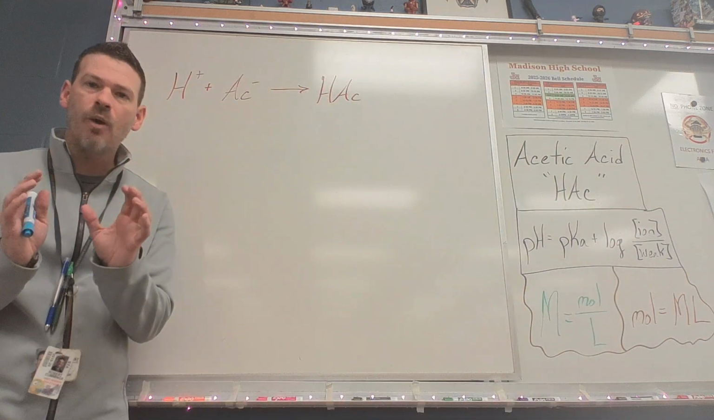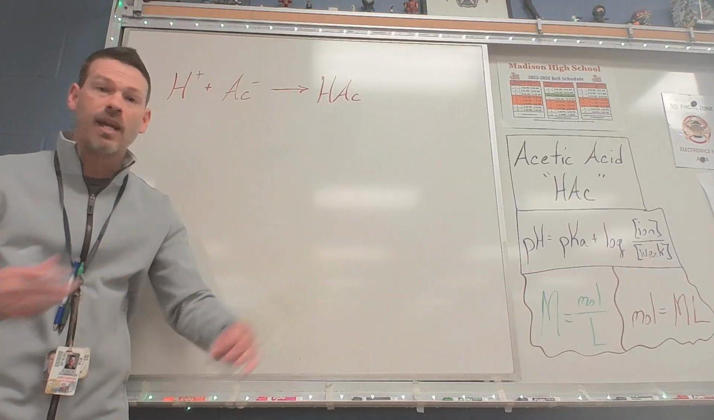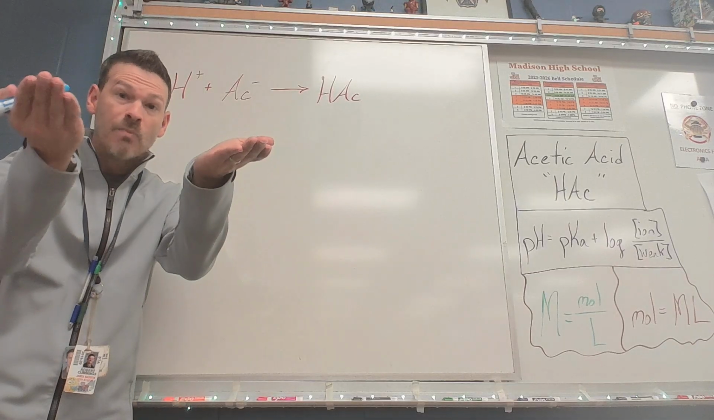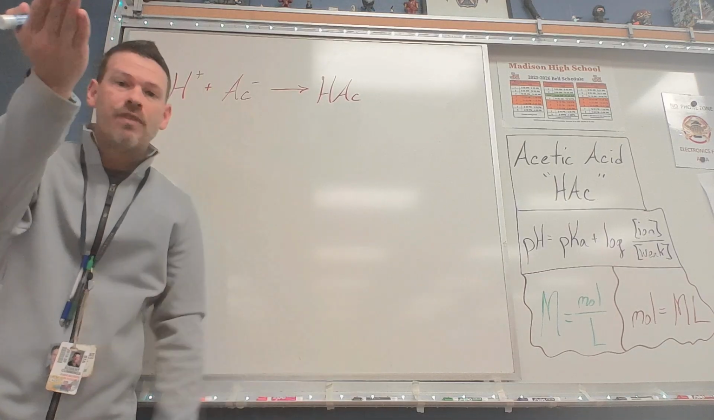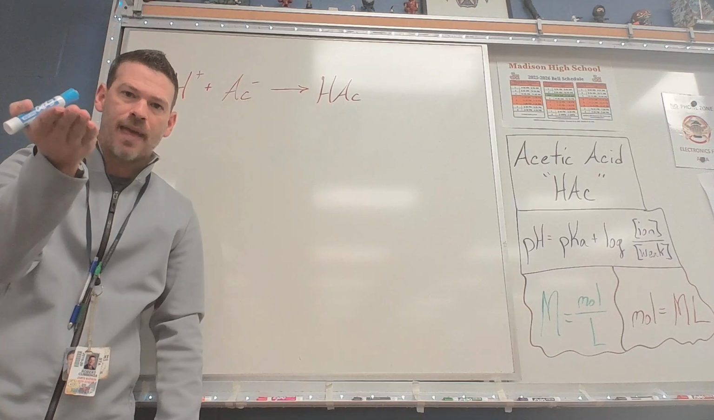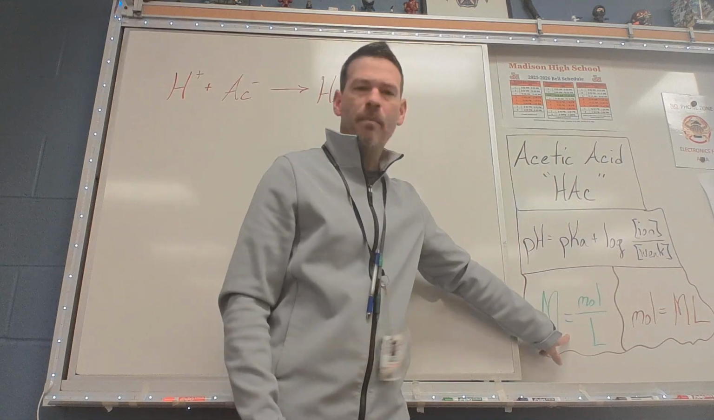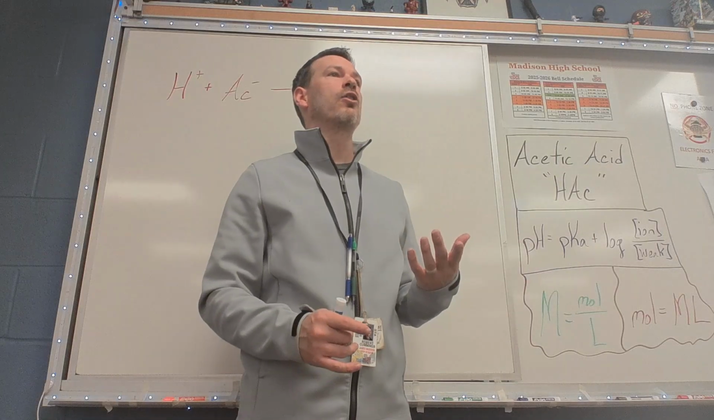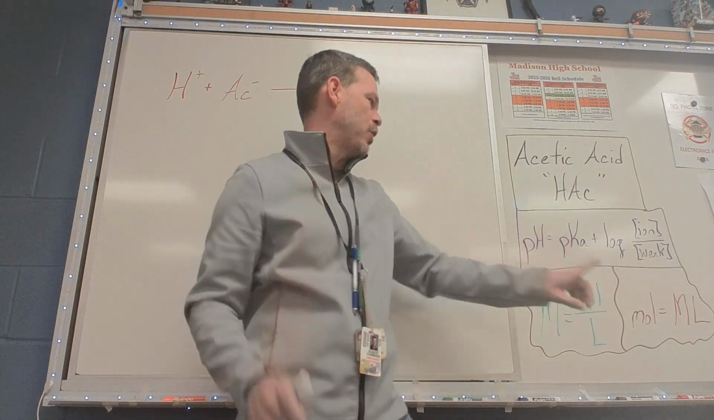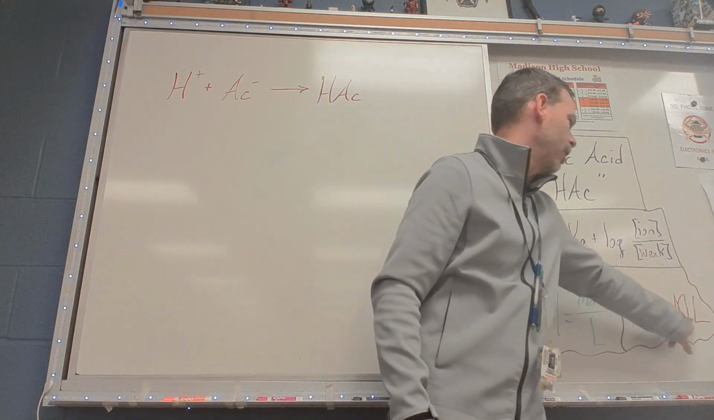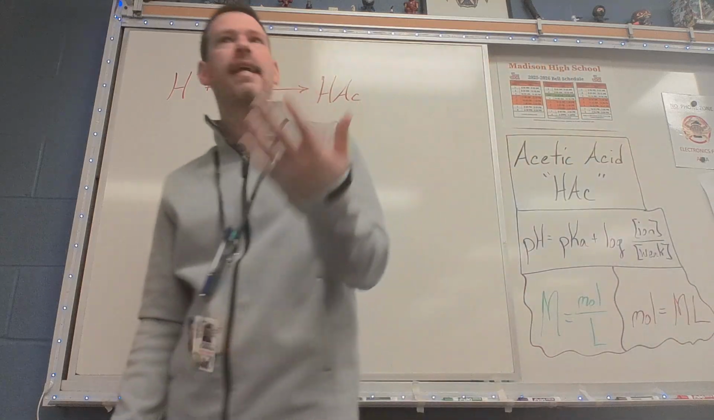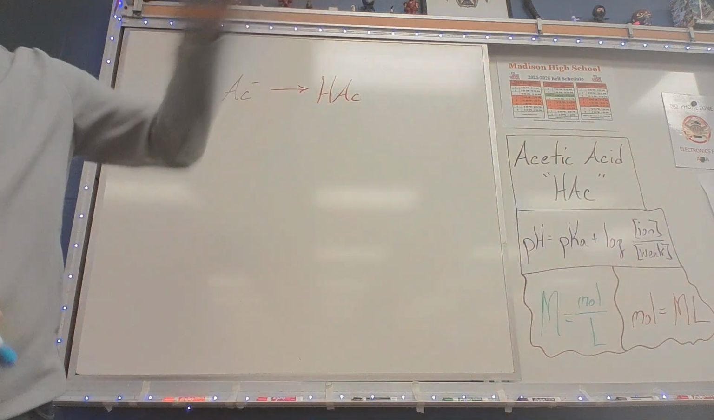Now remember, to figure out what's going to happen, I need moles of everything. Find the moles. Whoever has more moles is going to get rid of the smaller one and be reduced by that amount. How do we find moles? Well, we know that molarity equals moles over liters, which means if you rearrange that equation, moles is molarity times liters. So that's a handy thing to know because we've got those numbers.